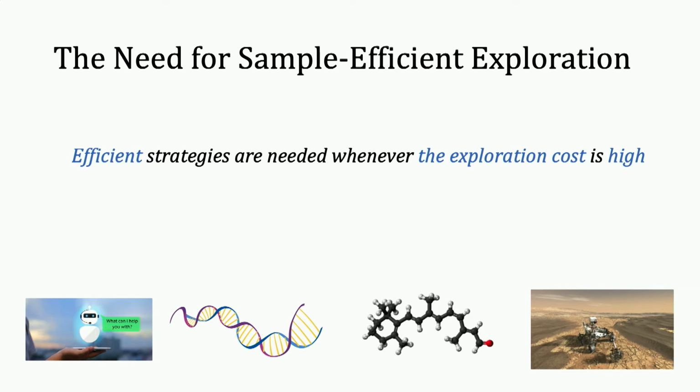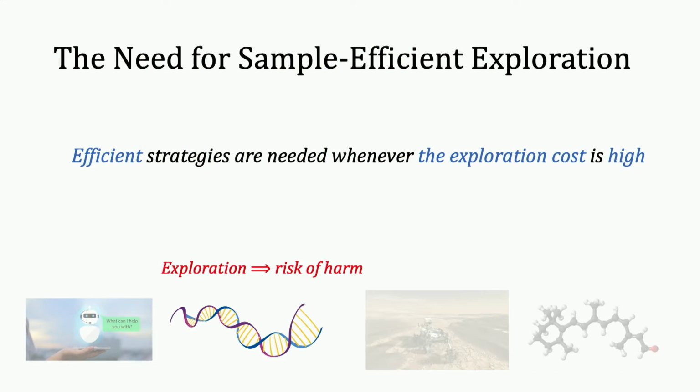So what we would like to have is efficient strategies in the sense of both statistics and computation. But especially in terms of statistics, we would like to explore efficiently when the data collection cost of the exploration is high, right? So for the rover, this could be fuel. For genetic examples, this could be a risk of harm and so forth. So we'd like to not just explore at random, but really explore carefully, right? And in a way that is statistically efficient. Okay.